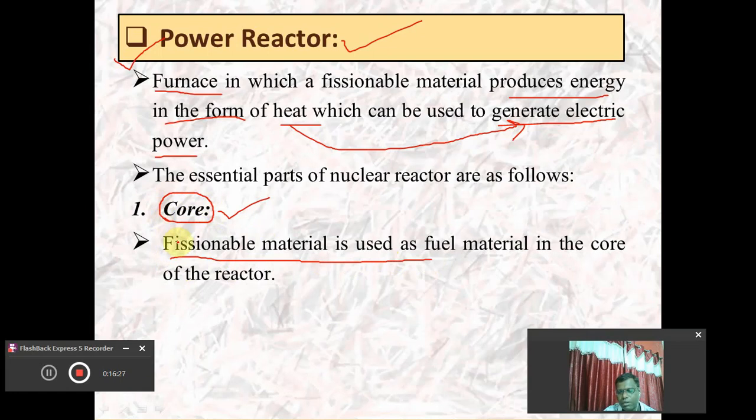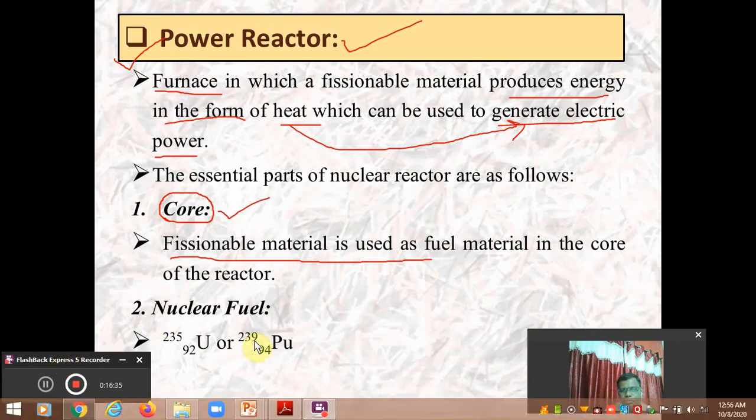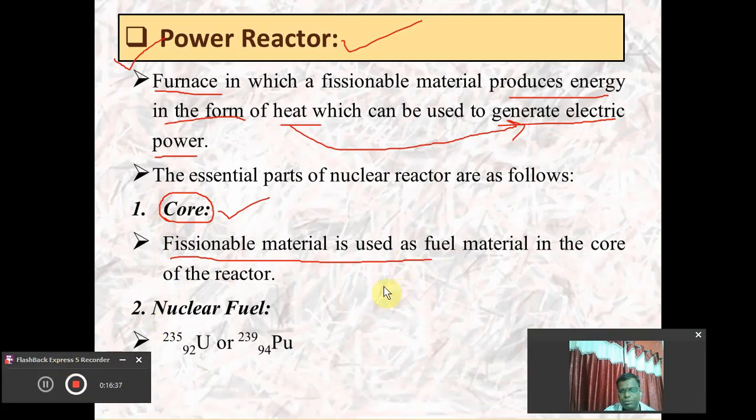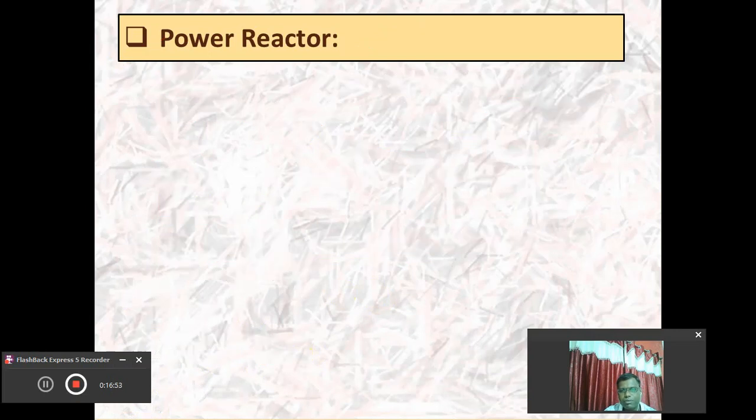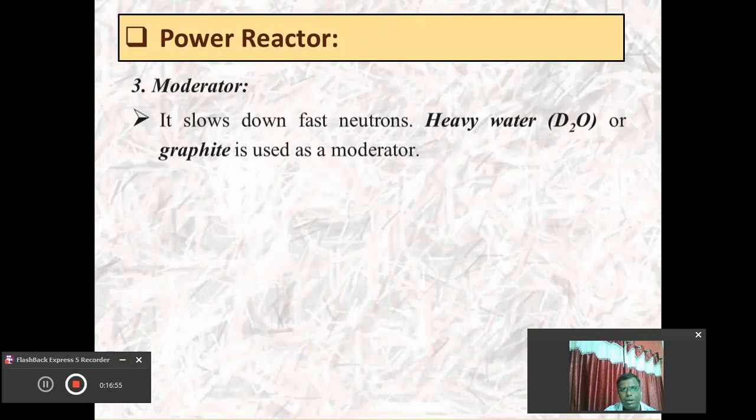You know very well there are two types of fissionable material. Particularly in the power reactor, two types of fissionable materials can be used. One is called uranium 235, and the other one is plutonium 239. These two types of materials are generally used in a power reactor to obtain electric power, or electrical energy, from nuclear fission. Next is the moderator.